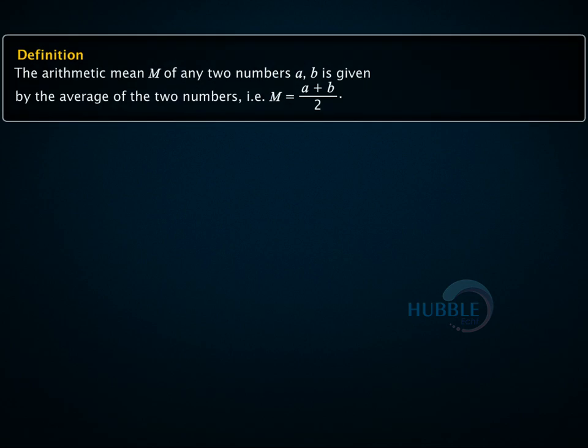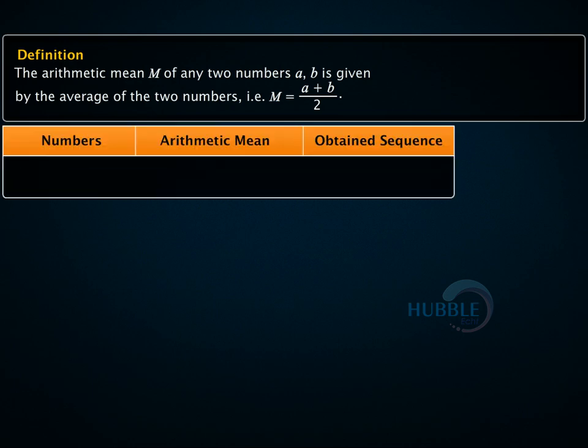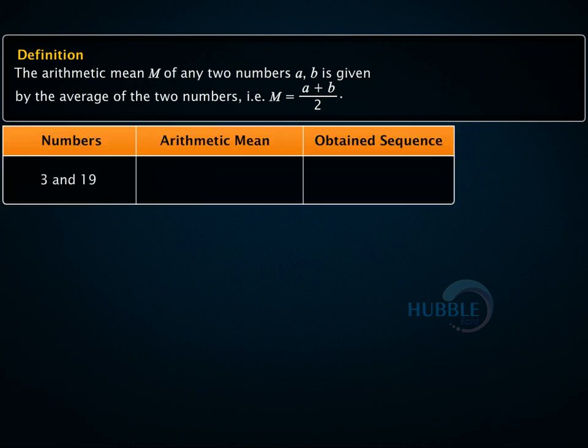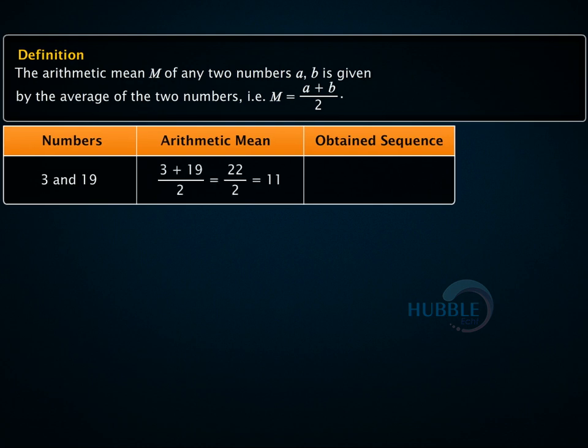We know that the arithmetic mean M of any two numbers is given by the average of the two numbers. Let's consider two numbers 3 and 19. We get the arithmetic mean of 3 and 19 as equal to 11. As a result, we get the sequence 3, 11 and 19.